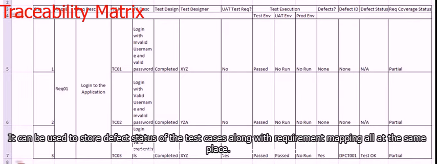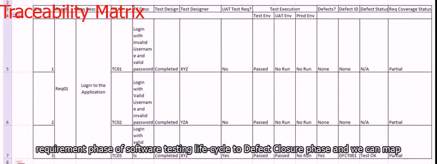Overall, we can say that it is a very useful document that stores information right from the requirement phase of the software testing life cycle to the defect closure phase, and we can map important data from different testing documents into one document, which makes it very easy to look at all the interrelated data from different documents in one document.